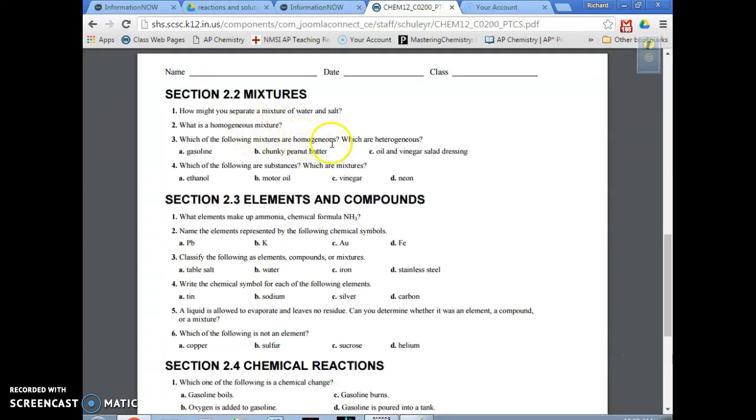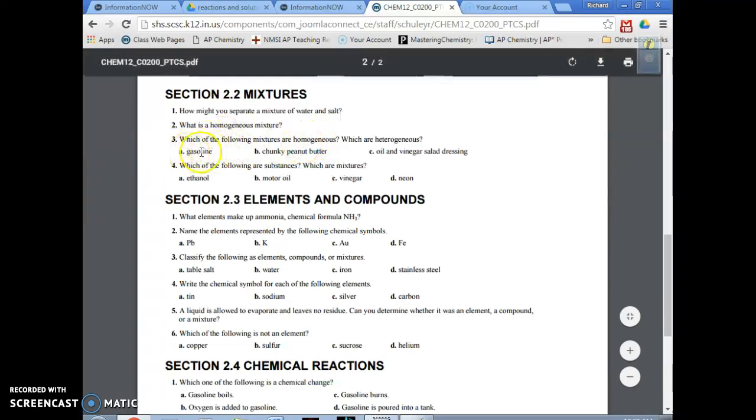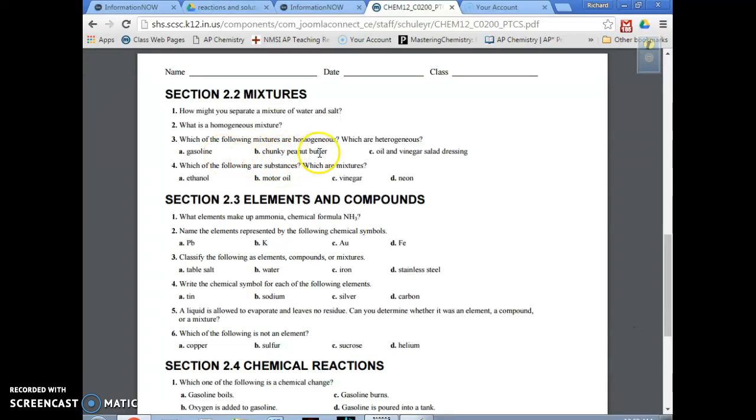Which of the following mixtures are homogeneous? Gasoline. I don't want to see parts in my gasoline, so that would definitely be homogeneous. Chunky peanut butter. I can see the peanuts. I can see the peanut butter. I'd call that heterogeneous. Oil and vinegar salad dressing, there's two different layers of oil and vinegar in it, so that's going to definitely be heterogeneous.